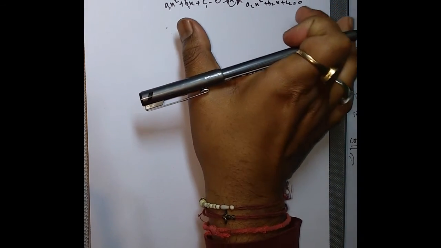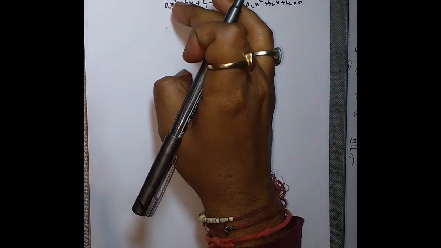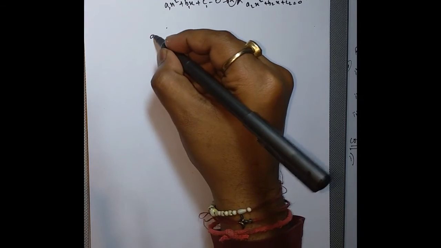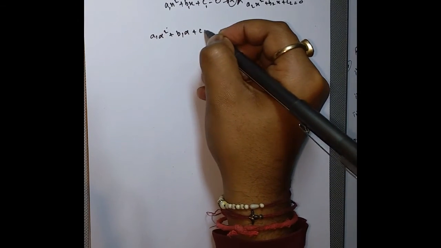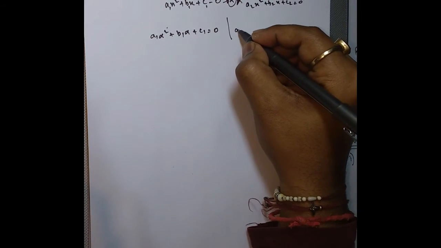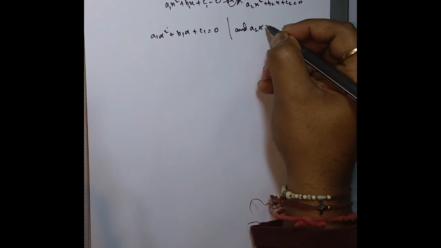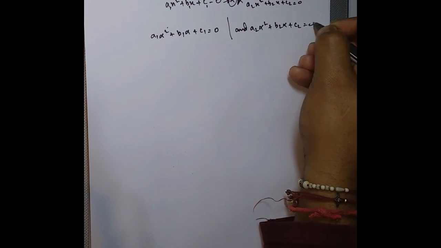Alpha is the common root to both the quadratic equations, so it will satisfy both the equations. If we put alpha in place of x, then it will satisfy both. So a1 alpha square plus b1 alpha plus c1 is equal to 0, and a2 alpha square plus b2 alpha plus c2 is equal to 0.